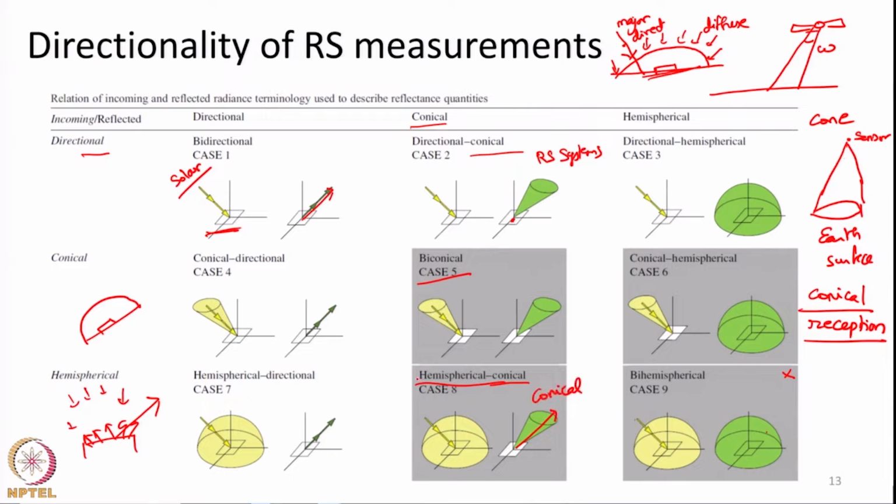So, hemispherical here, the first term, refers to the direction of incoming energy, and conical, the second term, refers to the direction of outgoing energy. Similarly, if at all we are able to measure the energy within the entire hemisphere surrounding an object for both cases, we call it bihemispherical measurements. Incoming energy is also considered within the full hemisphere, and outgoing energy is also considered within the full hemisphere surrounding an object. This is a really important concept to know, because we will see later that based on the direction, or based on which surface we are integrating over, objects will look different.